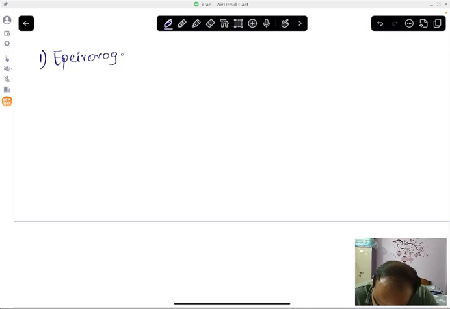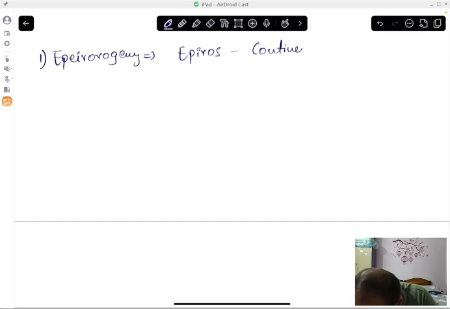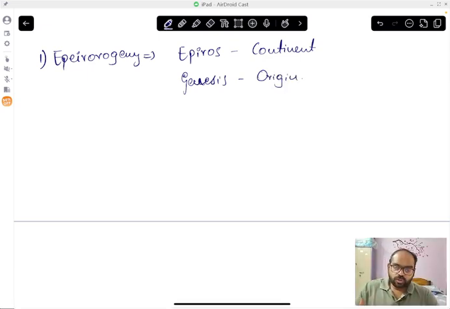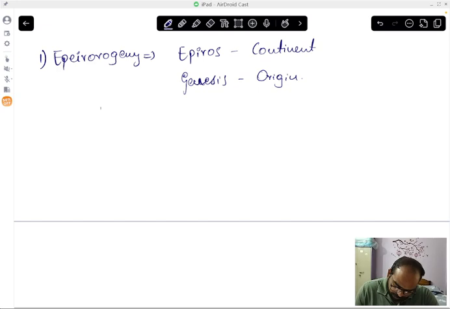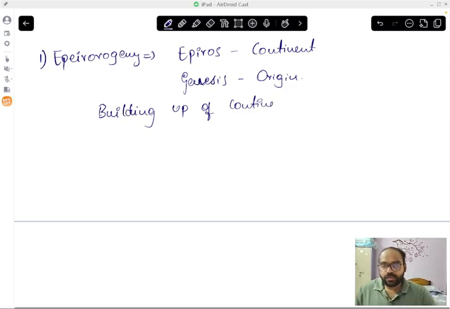Epiros means continent, and genesis is origin. So epiorogeny is associated with building up of continents, and moreover, it is a vertical movement.